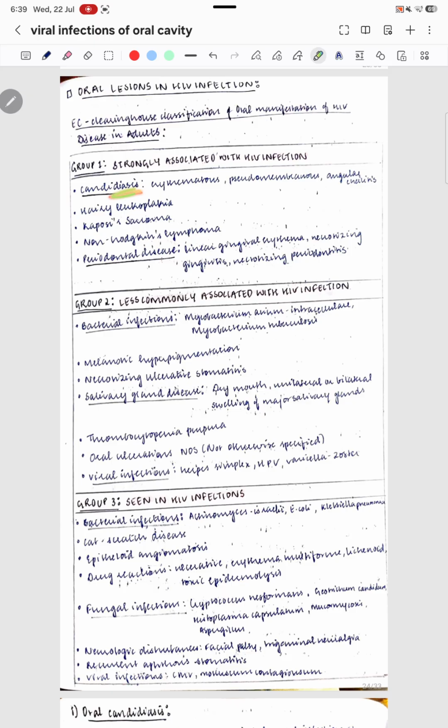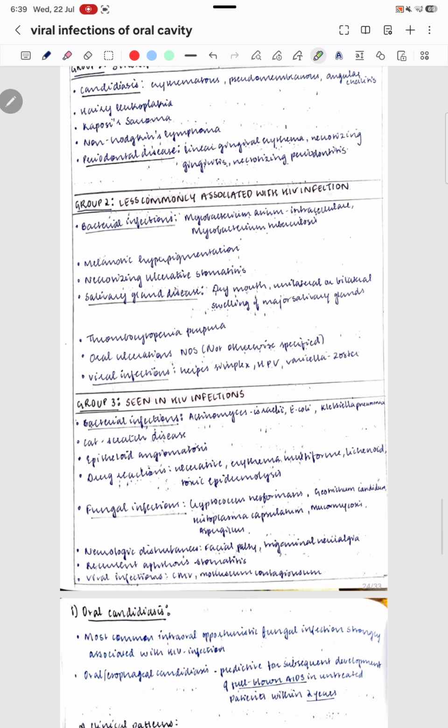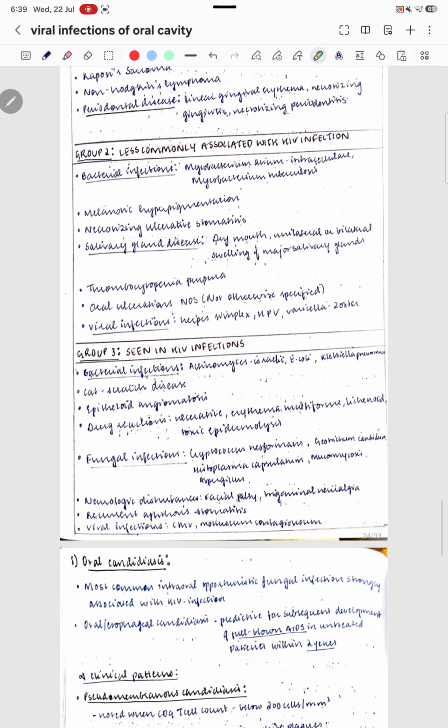Candidiasis we will read in detail and see what this is about. So we have the strongly associated HIV infections: candidiasis (erythematous, pseudomembranous, and angular cheilitis), hairy leukoplakia, Kaposi sarcoma, non-Hodgkin lymphoma, and periodontal diseases.